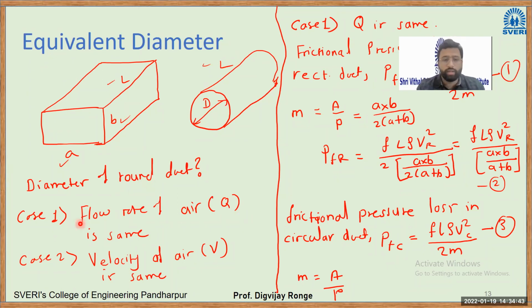So there are two cases. In first case, we have to assume that flow rate, that is Q value, is constant. In second case, we have to assume that velocity value is constant.